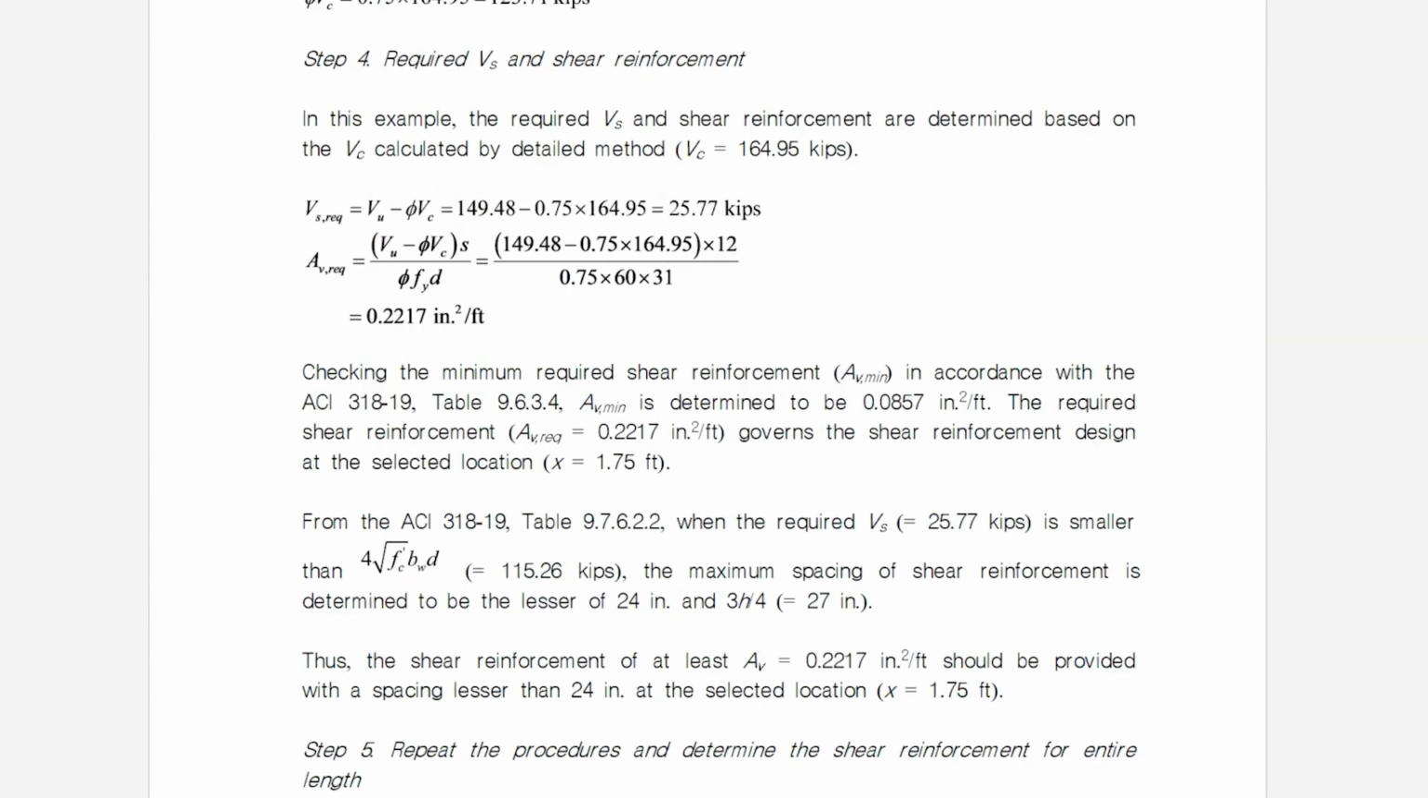Okay, so I like to use the detailed method. So here is the detailed method, and the required shear Vs is 25.77 kips. With a 12-inch spacing assumed, Av required is calculated to be 0.2217 square inches, and it's greater than the minimum Av. And also the maximum spacing is 24.